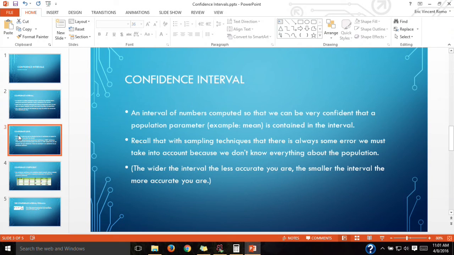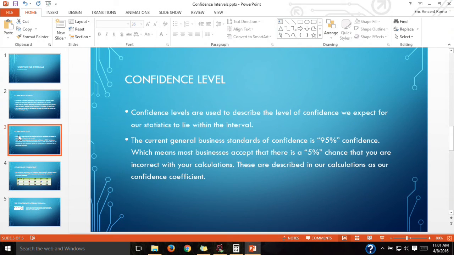A confidence level is used to describe the level of confidence we expect for our statistics to lie within that interval. The current general business standard of confidence is 95% confidence, which means most businesses accept that there is a 5% chance that you are incorrect with your calculations. These are described in our calculations as our confidence coefficient.